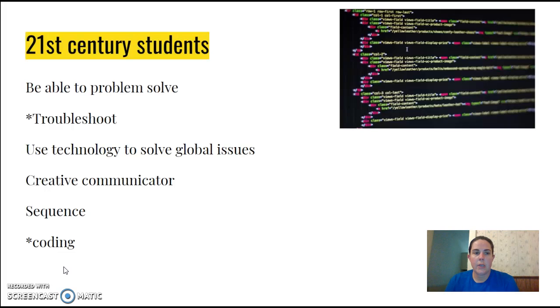What do students need to be able to do to be 21st century students? They need to be able to problem solve, troubleshoot. If something's going wrong, go through steps to be able to solve it. Use technology to solve global issues, to either start a program to help solve something, or use a 3D printer to solve a problem. They need to be a creative communicator. There's lots of different ways that you can communicate with a large group, and students need to be able to do that, and they need to be able to sequence or need to be able to code. I mean, that seems to be the current trend right now, and it's important for students to know how to do that.